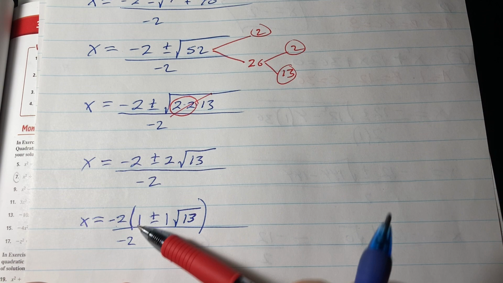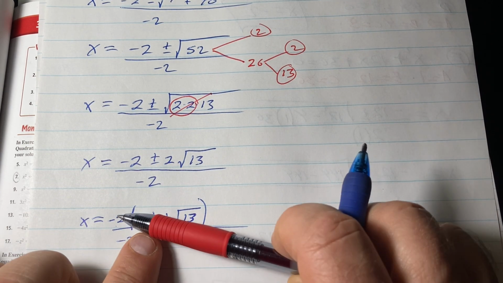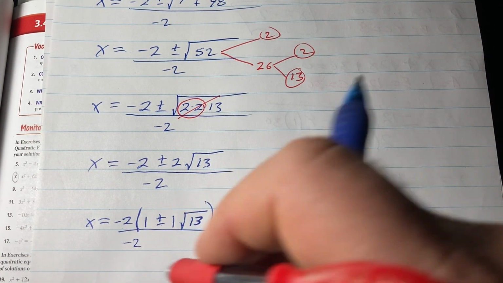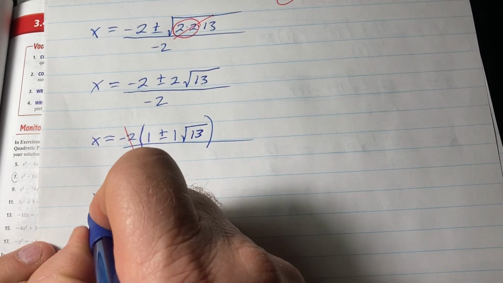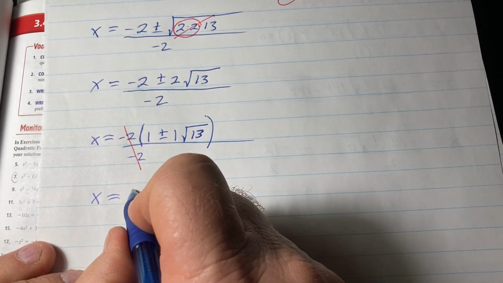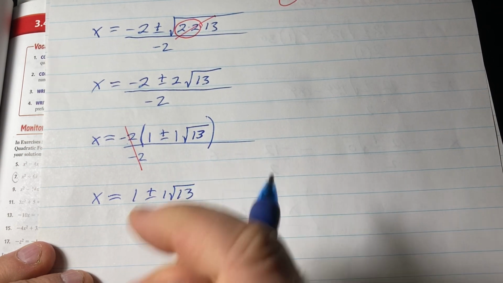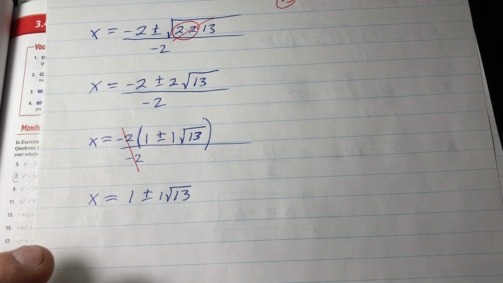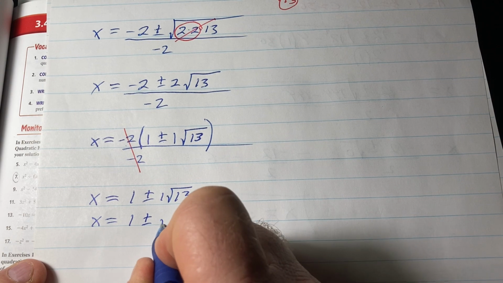Why did I factor out the -2? Because that would cancel out the stuff down there. Just like when you have fractions, the stuff on top and the bottom, if they're the exact same thing, cancel. And now you have 1 plus or minus 1 times the square root of 13. I don't need to put a 1 there. You can, but most people are just going to write it like this.